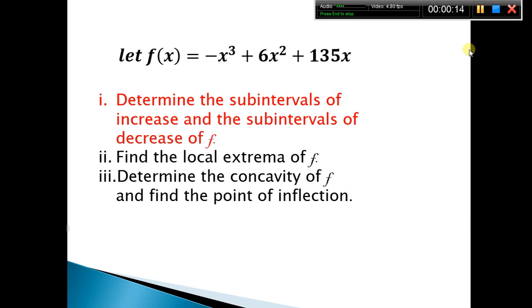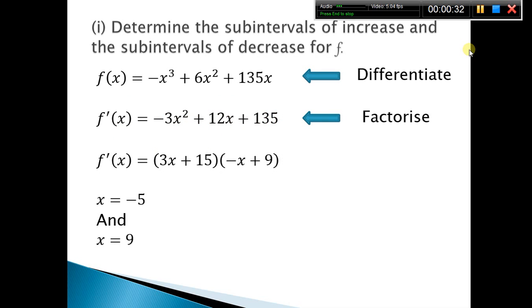Now, when asked to find the subintervals of increase and decrease of a function, you are being asked to find the intervals where the curve is increasing, i.e. when the slope of the tangent to the curve is positive, and the intervals where the curve is decreasing, i.e. when the slope of the tangent to the curve is negative. So we begin by getting the first derivative of the function.